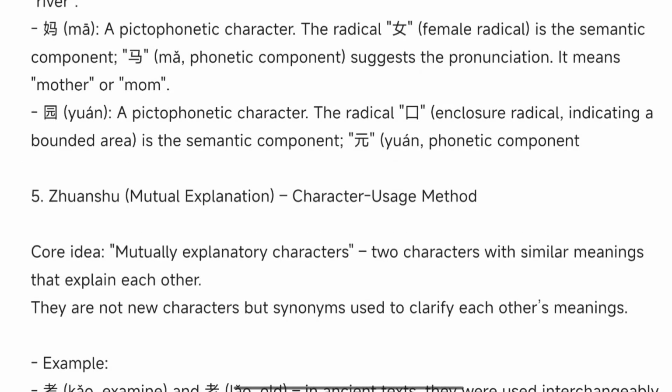And there are many characters made this way. So I suggest you have a notebook for all characters like this, especially for the radical. I mean the semantic component, because most Chinese characters are related to it. So for this part, you should pay the most attention.